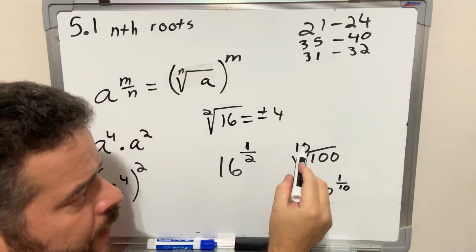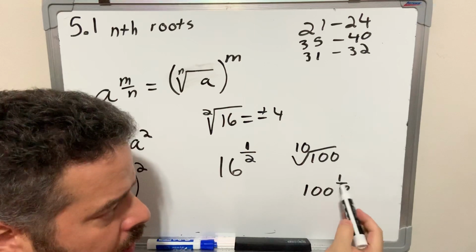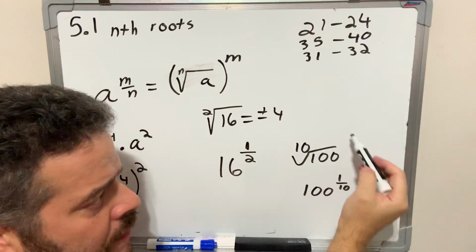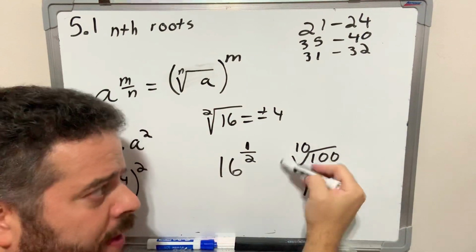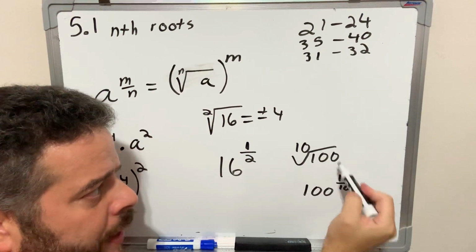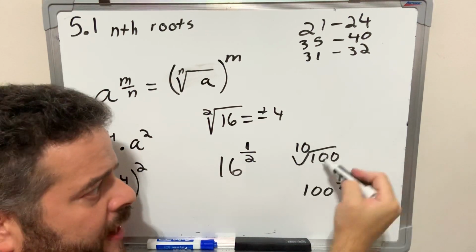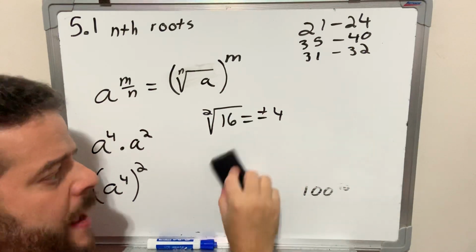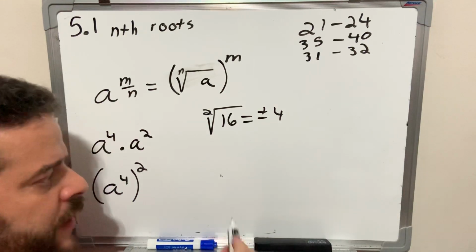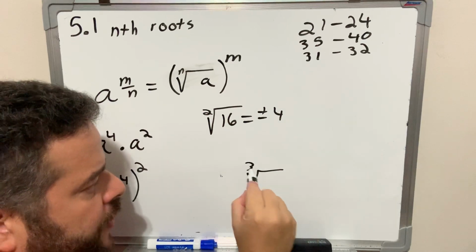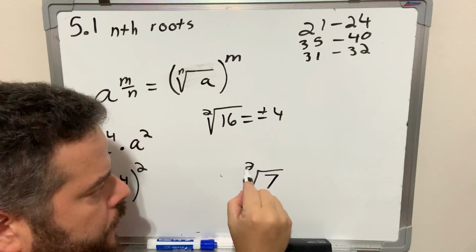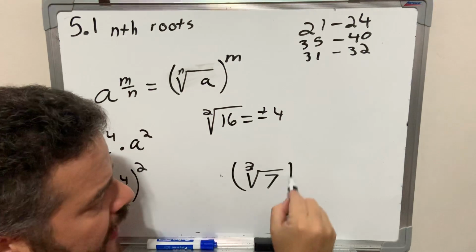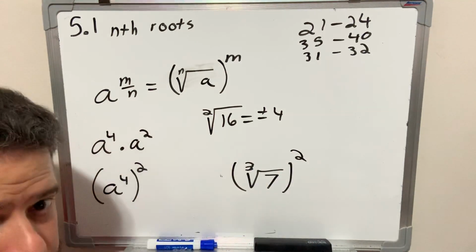Again, the power of the root becomes the denominator, and if there's an exponent raising everything, it becomes the numerator. Since there isn't anything on the outside, that means there's a 1. Now let's look at an example of what happens when there is a power on the outside. Let's say I have 3rd root of 7 elevated to the power 2.